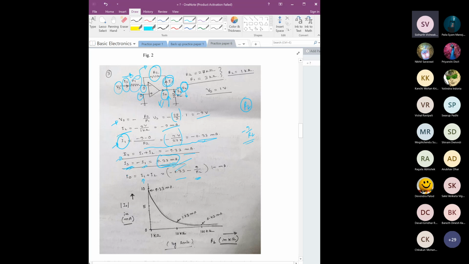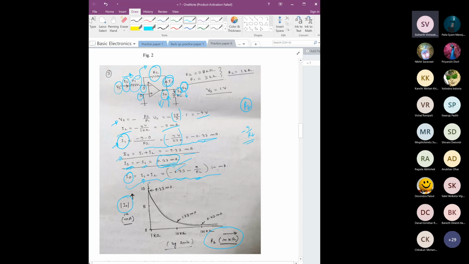Now we have to plot this I naught versus this RL. We know the relation, so when you plot this relation you can easily expect the curve to be something like this, because it is some constant by RL. So put the RL value very low. When it is very low, what is the value of current that you are expecting?